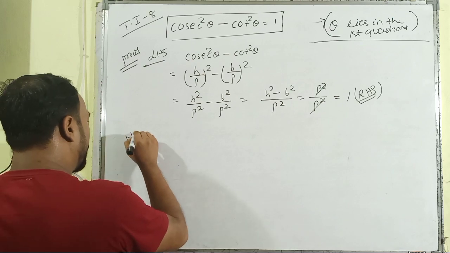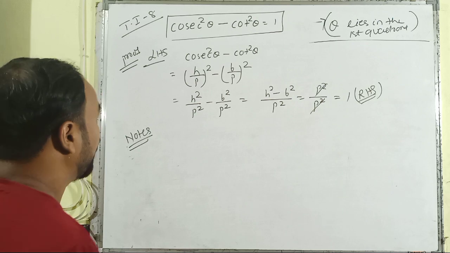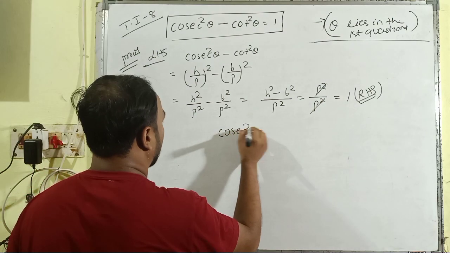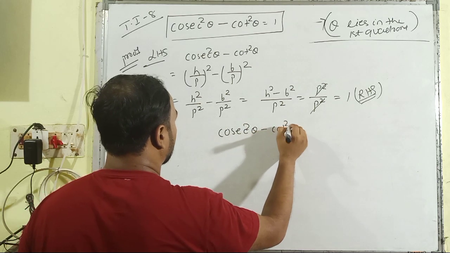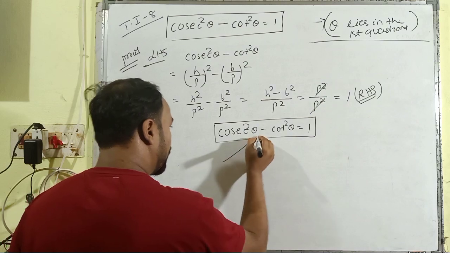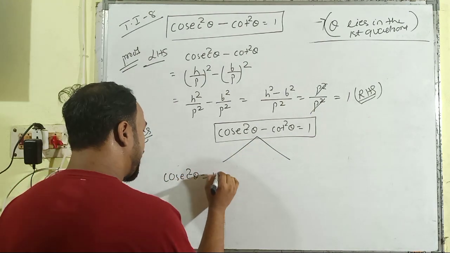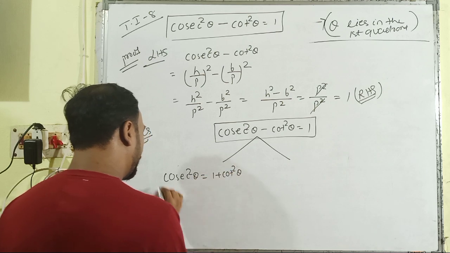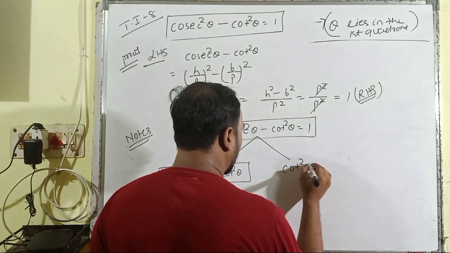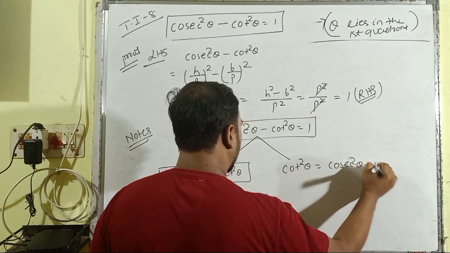Then moving towards the notes based upon trigonometric identity number 8. First of all, we have to go through the formula part. Cosec square theta minus cot square theta is equal to 1. Then the value of cosec square theta is 1 plus cot square theta. Again, the value of cot square theta is cosec square theta minus 1.